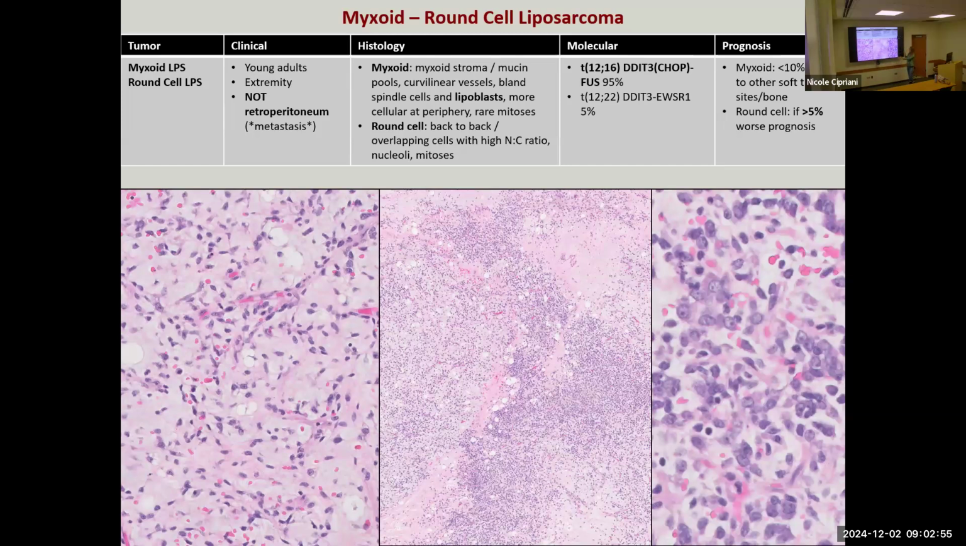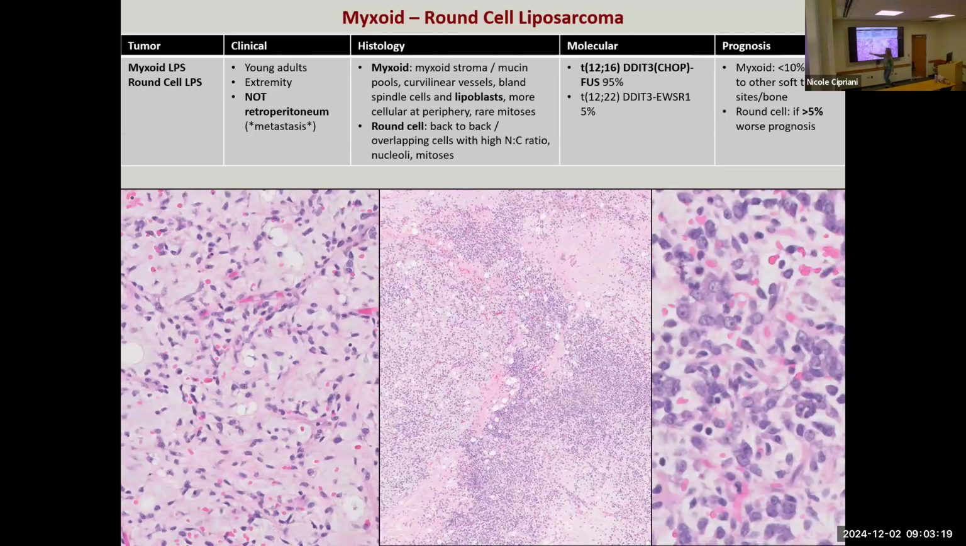Myxoid can go bad in the form of round cell. It starts having hypercellularity, and those cells look like little plump cells, almost like a small round blue cell tumor, sometimes with nucleoli. So if you're looking at a small round blue cell tumor, you can also think about maybe a round cell liposarcoma. The fusion is diagnostic: CHOP-FUS, or DDIT3-FUS.